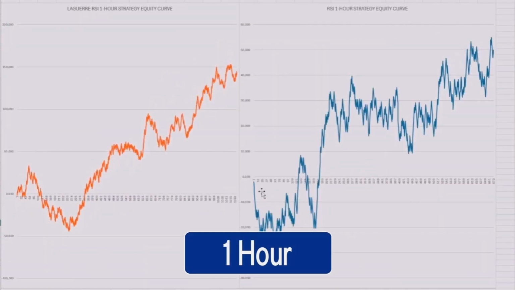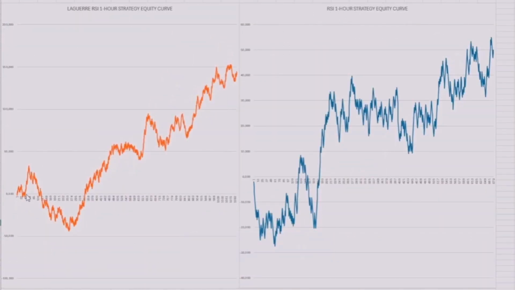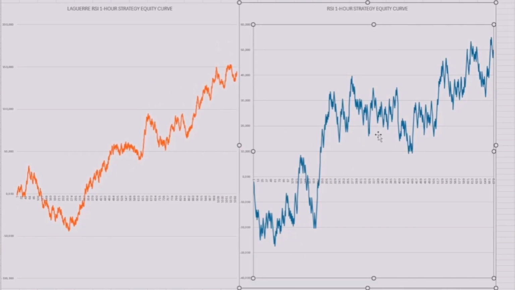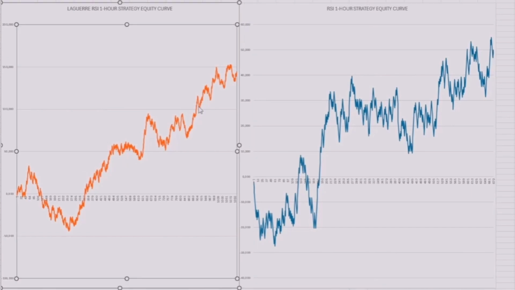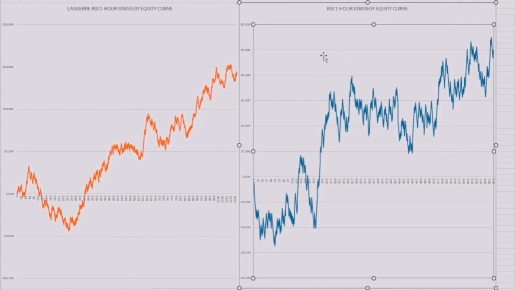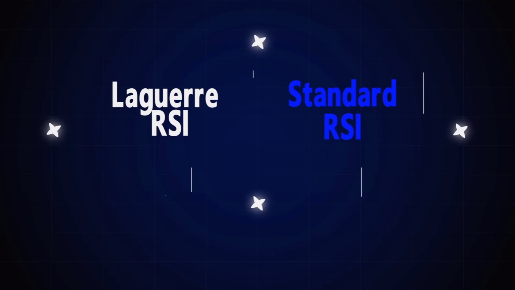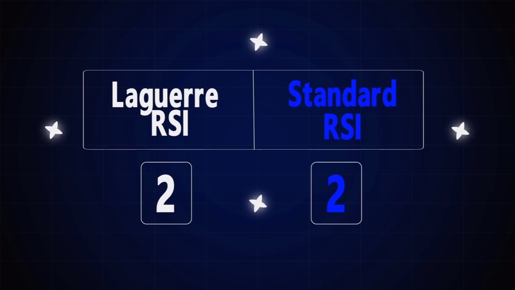Moving on to the 1 hour time frame, we can see that the equity curve of the Laguerre RSI was more efficient and stable compared to the standard RSI. The standard RSI had moments in the middle where it became quite choppy, while the Laguerre RSI remained smoother. Not to mention that the Laguerre RSI achieved nearly a 150% profit, while the standard RSI was only at 50%. So 1 point for the Laguerre RSI.